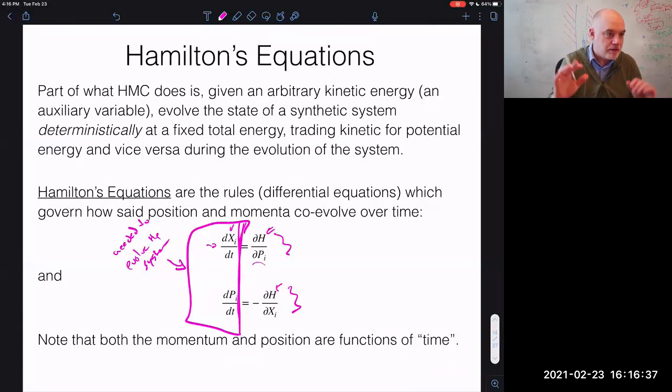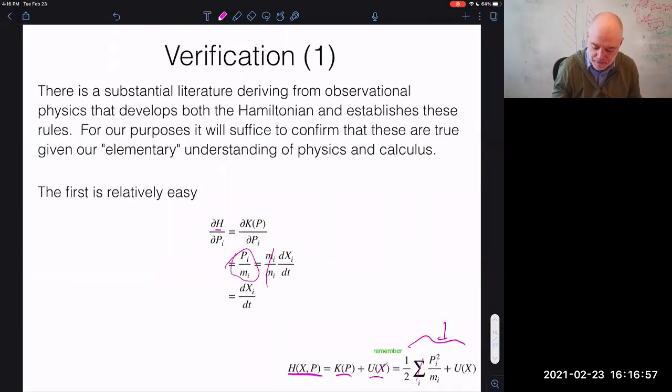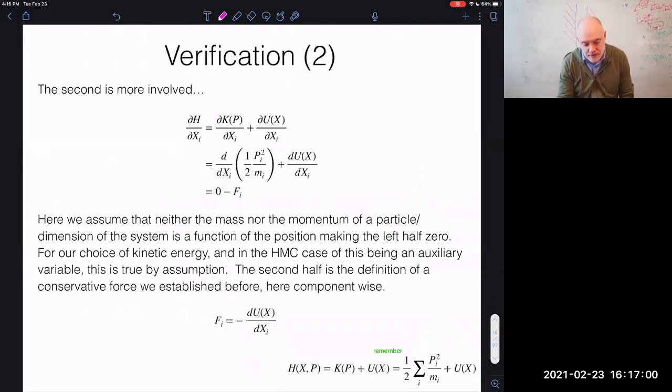knowing what we know about physics and calculus, if we look at the Hamiltonian and we take this partial with respect to the momentum of a particular dimension of the system, then that's equal to the time derivative of the position. That's cool. Okay, next one's a little bit more involved.